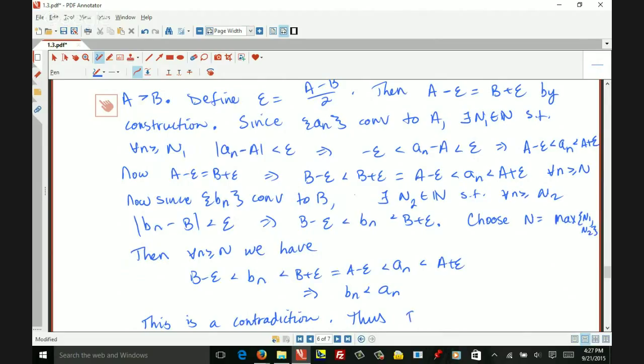Thus, I know that B has to be less than or equal to A as desired. Any questions on that one?